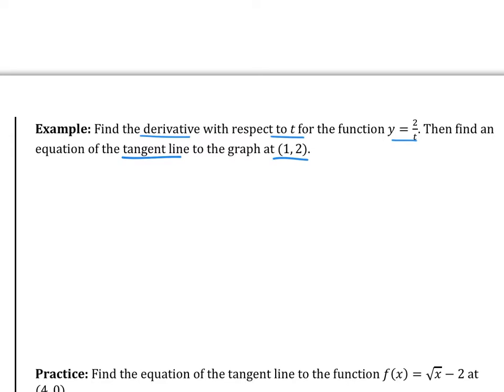So basically what they're saying is please find first the derivative of the function being y equals 2 over t at the point 1, 2. So 1, 2 must exist on this graph, right? Kind of by logic. And then the second thing is, now that you found a derivative or slope, please create a tangent line equation at 1, 2. All right, so here's what you do.